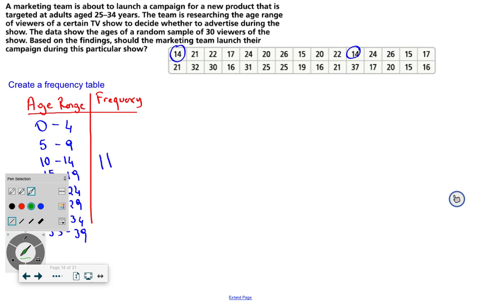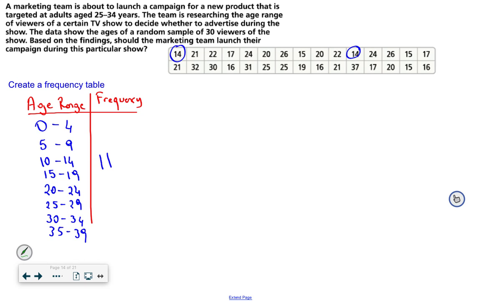In the range of 15 to 19, counting 1, 2, 3, 4, 5, 6, 7, 8, 9, 10. So there are 10 people this marketing team is researching.